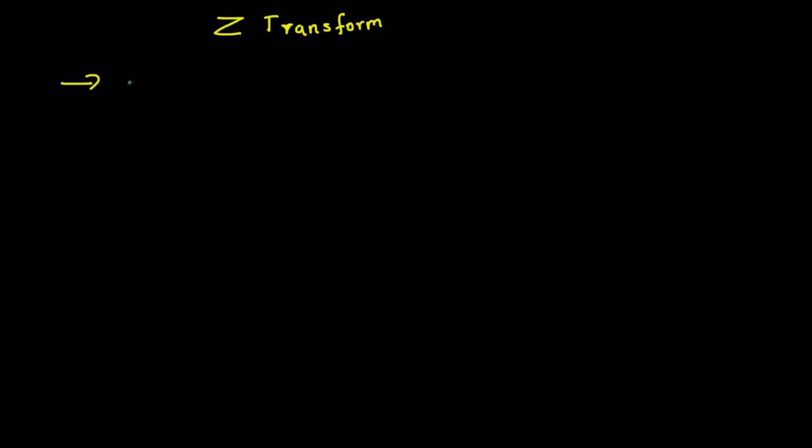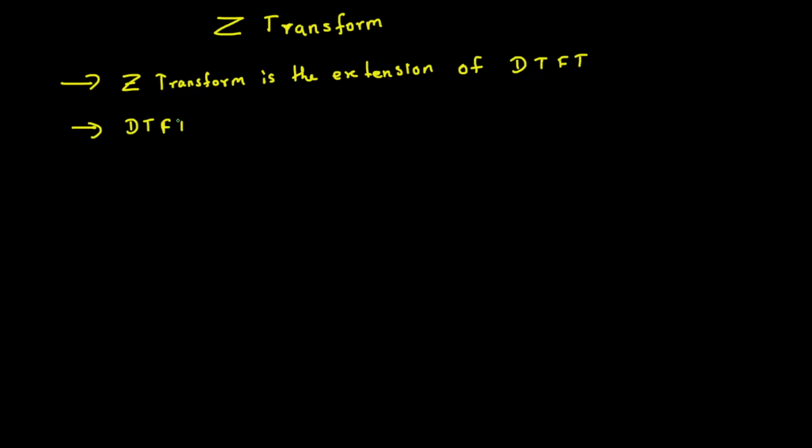Like Z transform is the extension of discrete time Fourier transform. And the difference between discrete time Fourier transform and Z transform is discrete time Fourier transform only deals with the stable systems. Discrete time Fourier transform is for the stable systems, but Z transform is for the stable and also the unstable as well.